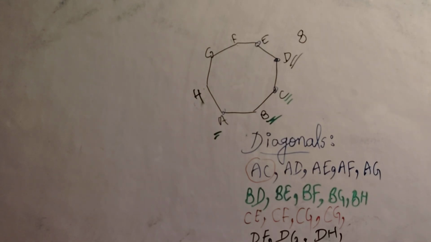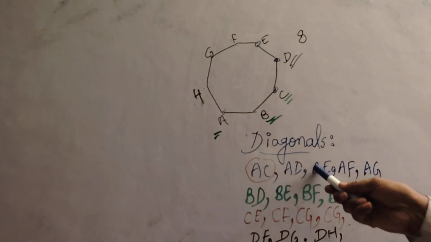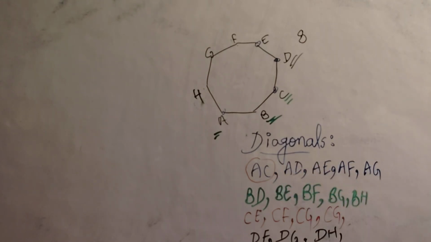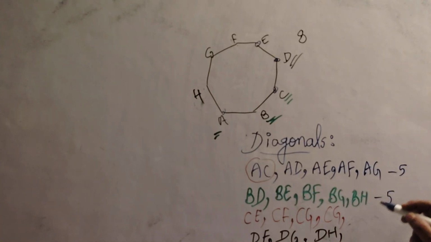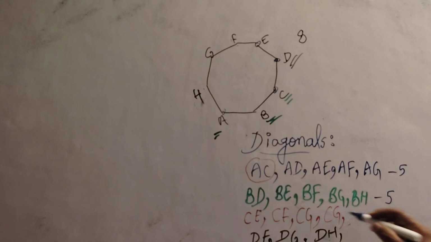Now count the total number of diagonals. 5 from A, 5 from B, that is 10, then 4 from C, 14, and 3 from D. So the total is 17 diagonals.